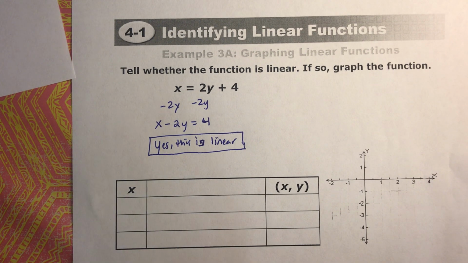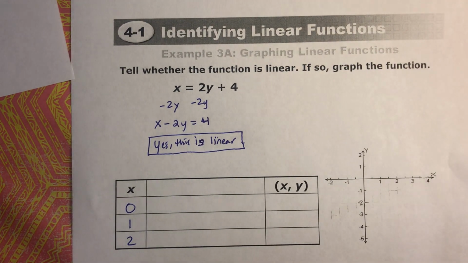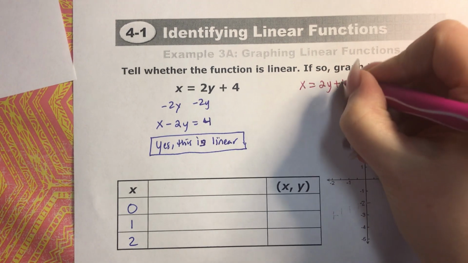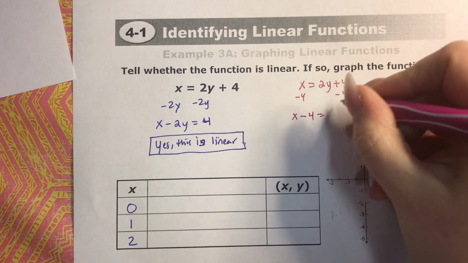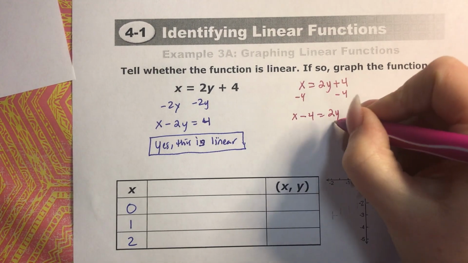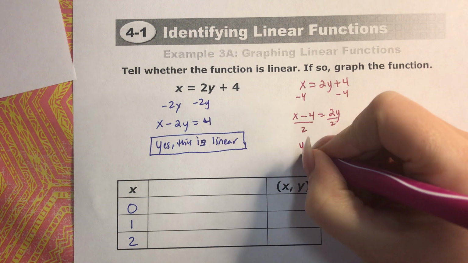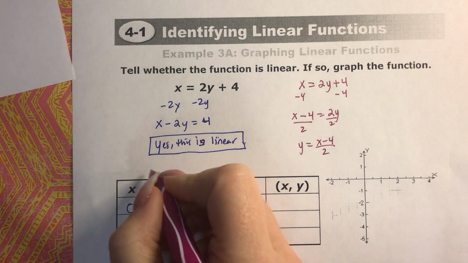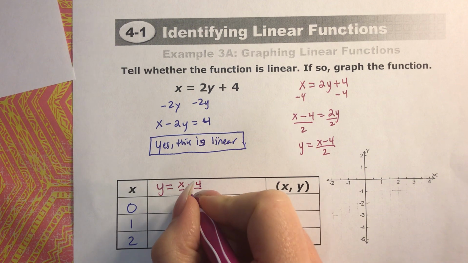I'm going to have some x values of just like 0, 1, and 2. But in order to do that, I need to solve this equation for y. So I'm just going to take this over here and isolate y, get y by itself. So I'm going to subtract 4 from both sides. That's going to leave me with x minus 4 equals 2y, and then just divide both sides by 2. And I end up with y equals x minus 4 all over 2. Okay, so that's what I'm going to plug in here.